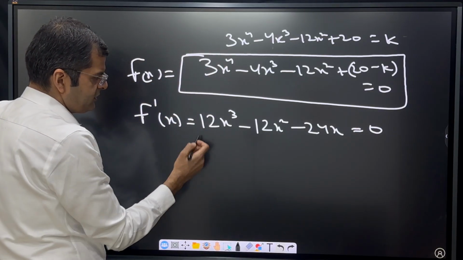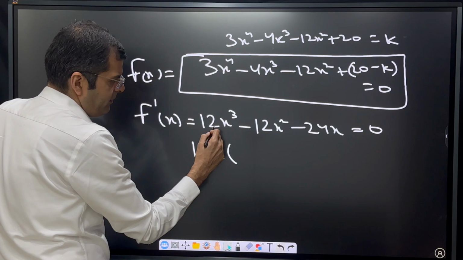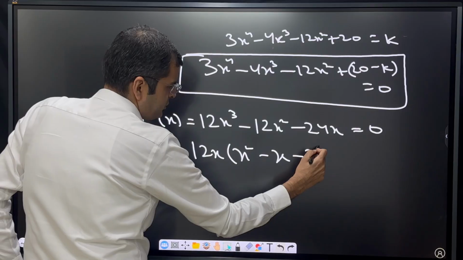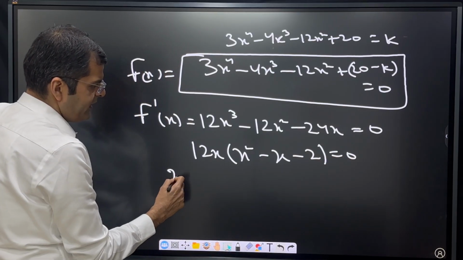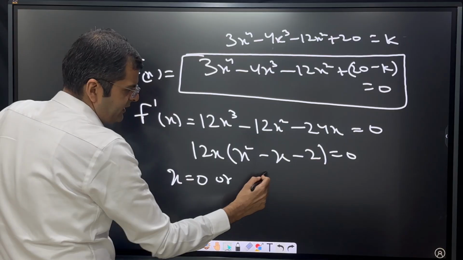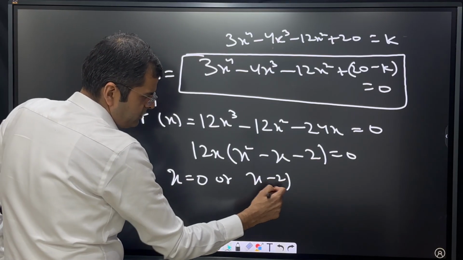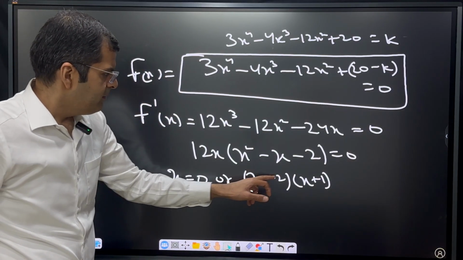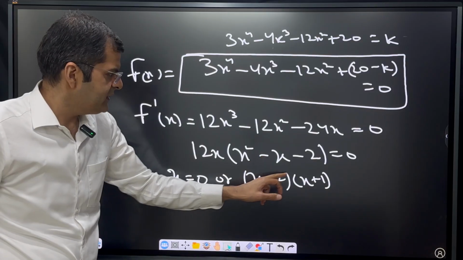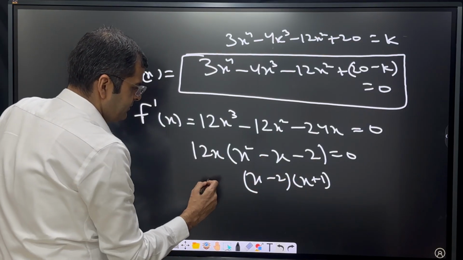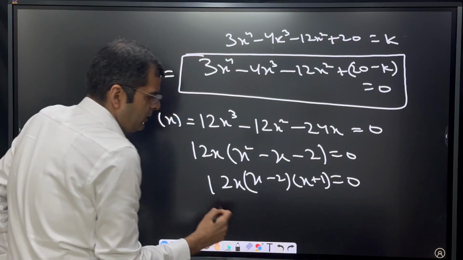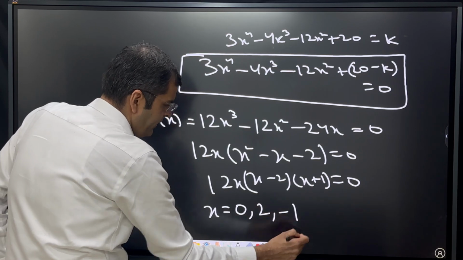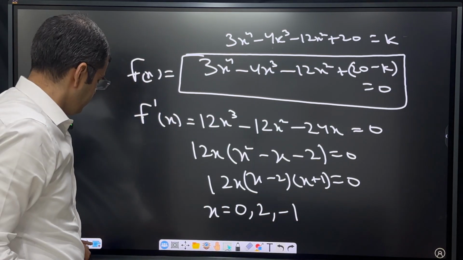So from here, what are the possibilities? First, I'll take 12x common. Inside it will be x square minus x minus 2 is equal to 0. So from here I get x is equal to 0, or this quadratic is 0. This is x minus 2 times x plus 1, that is x square plus x minus 2x minus 2. So this ultimately becomes 12x times x minus 2 times x plus 1 is 0. So I get x is equal to 0, 2 or minus 1.